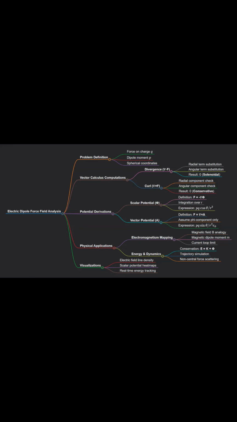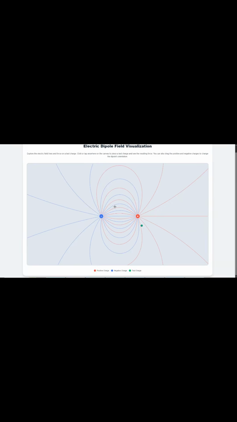Second, the field is conservative, which means it doesn't contain any closed loops or whirlpools that could trap a particle in an infinite cycle. Because it follows these two rules, the field possesses two distinct shadows or potentials that describe its entire structure. The energy landscape.